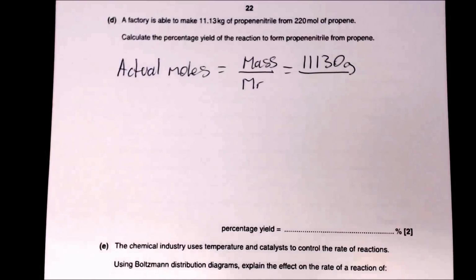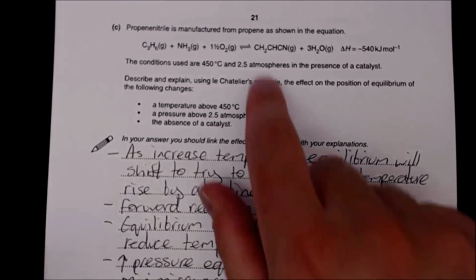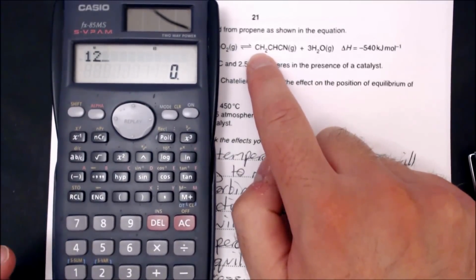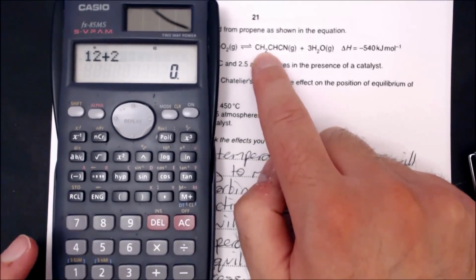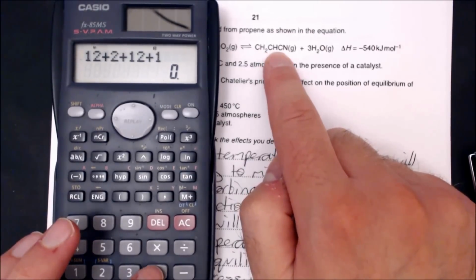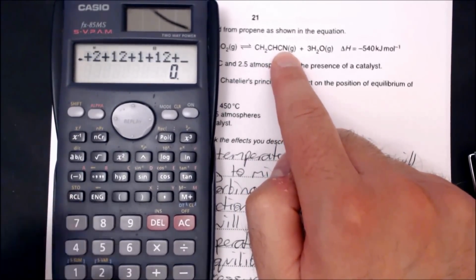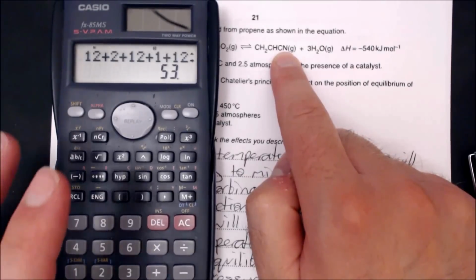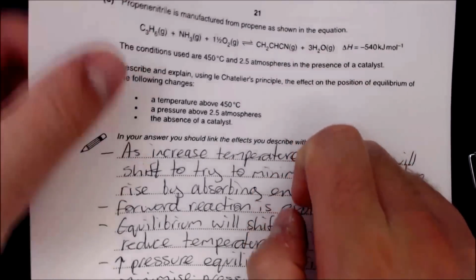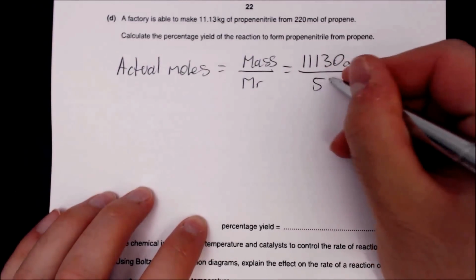Now the MR of propene nitrile, if we bring this back over here, there it is here. So basically, we're just going to add that up. So that's 12 plus the 2, which is the 2 hydrogens, plus another 12 for the carbon, plus the 1 for the hydrogen there, plus a 12 for the other carbon, and then finally plus 14 for nitrogen. And that's going to give us 53. So I'm just going to stick 53 into there.